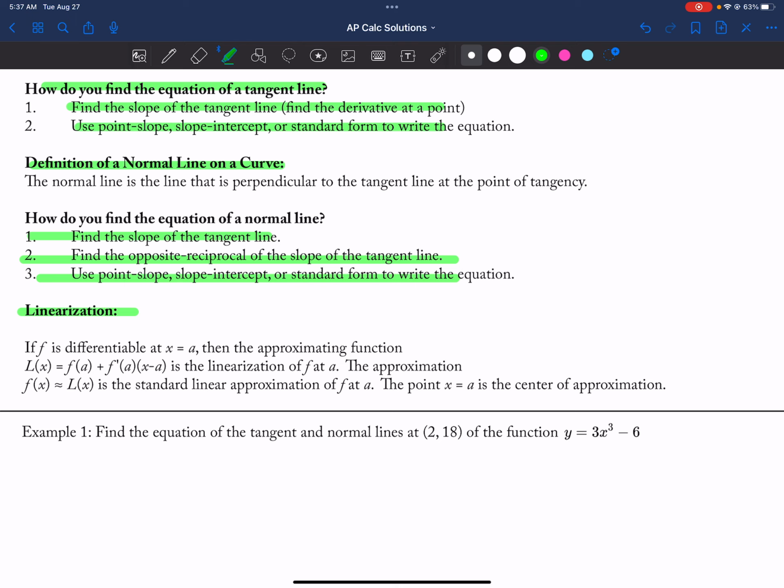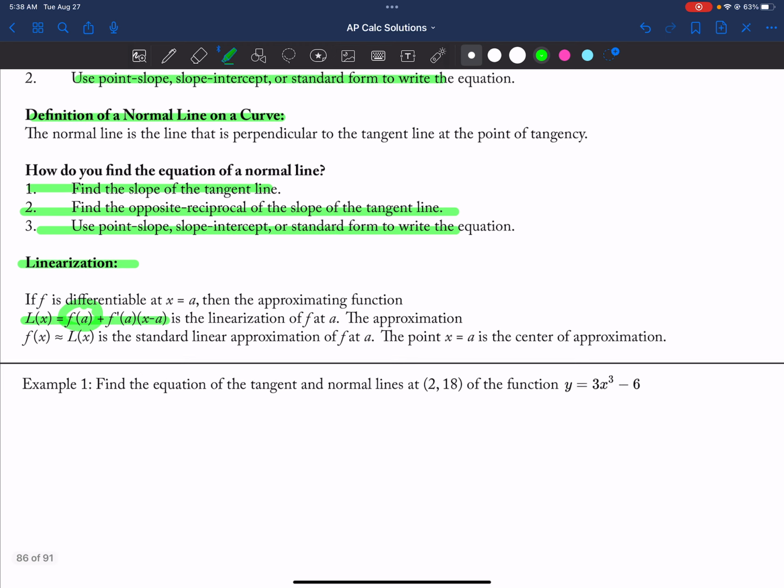And then linearization, you're just linearizing the function. Essentially, when it says find the linearization, they're really just asking for the equation of the tangent line. They ask it in basically point slope form, where they've moved that f of a to the other side.